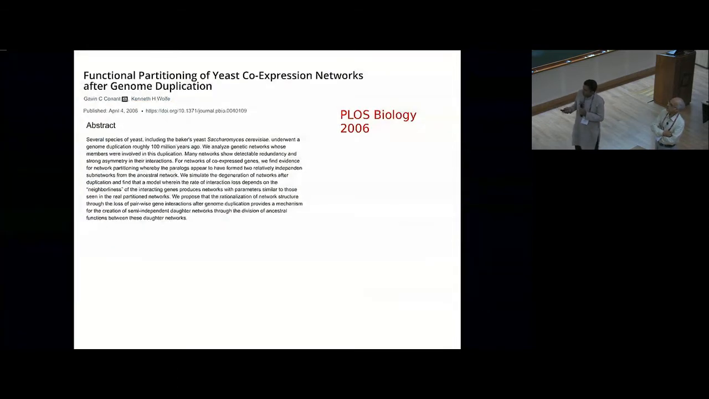This paper looks at what happens to regulatory networks. So you had one regulatory network, and after duplication, now you have two. And it turns out these networks seem to retain some basic structure and so on.